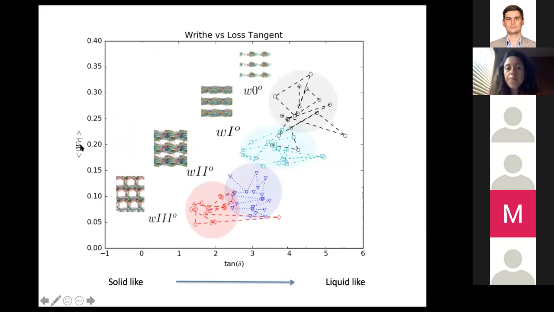And here we see the mean absolute write of all these systems. On the x-axis, we see the loss tangent, which is the ratio of loss and storage modulus. Basically, you can think of this x-axis as measuring how solid-like versus liquid-like a material is, with larger numbers showing more liquid-like behavior. And we see something that might seem counterintuitive, but because we know the systems it isn't: the write increases the more liquid-like the material is.